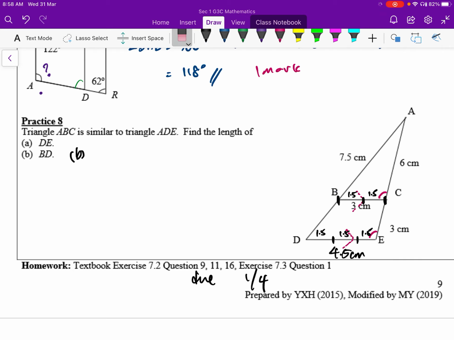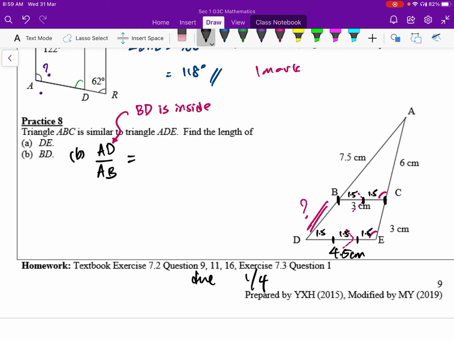Why am I emphasizing this? Because I'm trying to tell you that you cannot just write BD over something equals to something over something, because there isn't a corresponding side to BD. BD doesn't have a corresponding side. Therefore, BD is part of the length AD. I need to find AD first. AD over AB. Keeping in mind that BD is inside my AD, if I can find my AD, I just need to remove 7.5 and then I get my BD. So that's the plan.